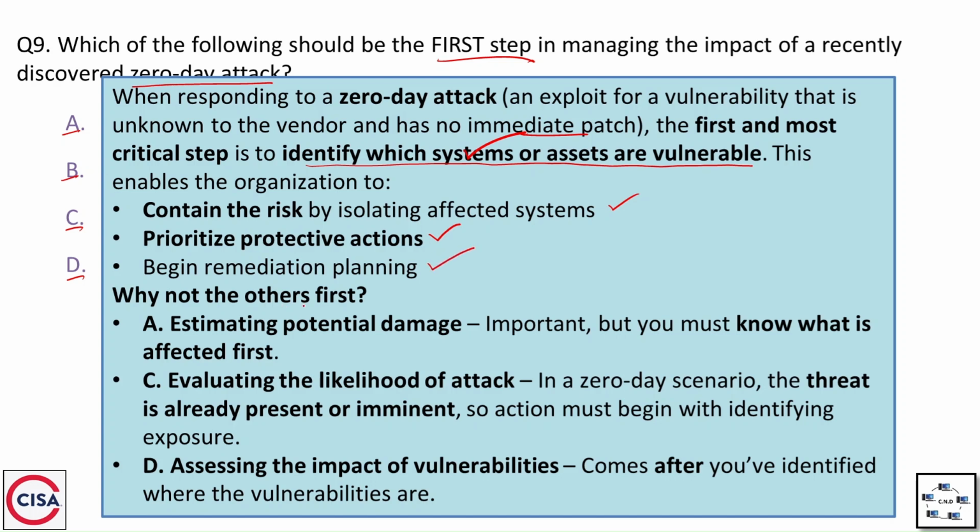Why not the other options? Option A, estimating potential damage is important, but you must know what is affected first. Option C, evaluating the likelihood of attack. In a zero-day scenario, the threat is already present or imminent, so action must begin with identifying exposure. And option D, assessing the impact of vulnerabilities comes after you have identified where the vulnerabilities are.